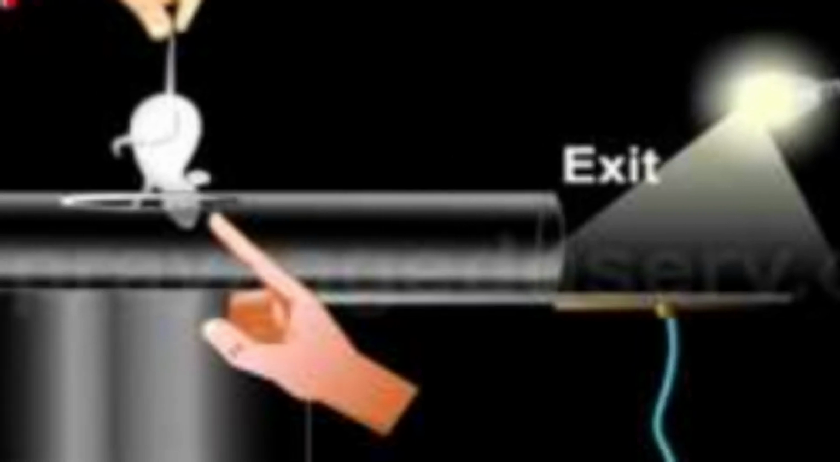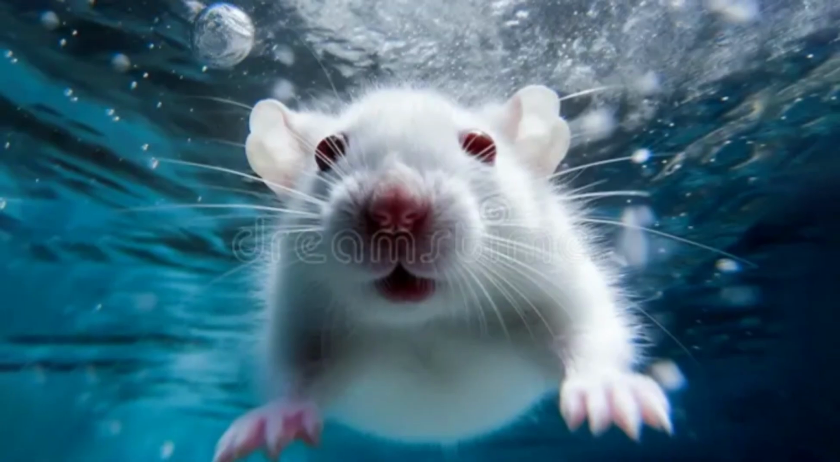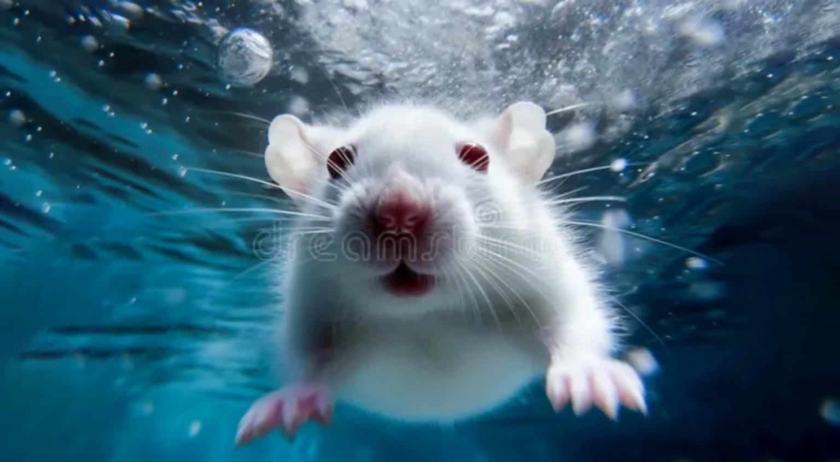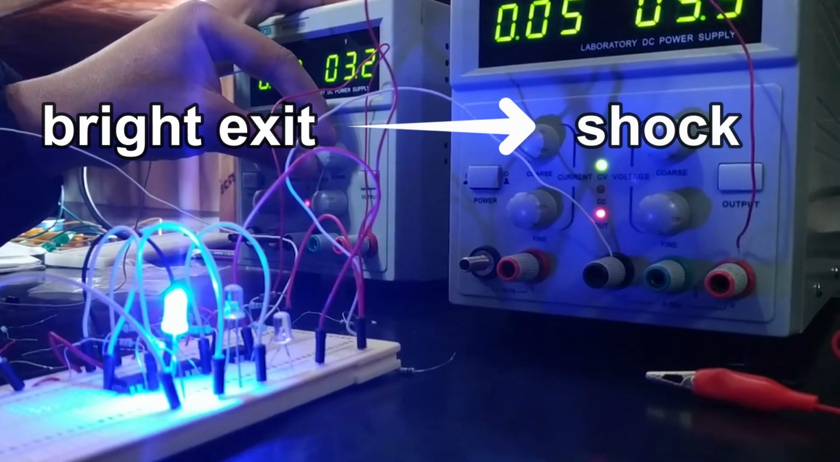One exit would be brightly illuminated and the only other exit was very dim. Naturally, the rat, which can swim by the way, don't worry, would choose the bright exit because they could see the path and wanted to get out as fast as they could. But when they did so, the rat was given an electric shock.